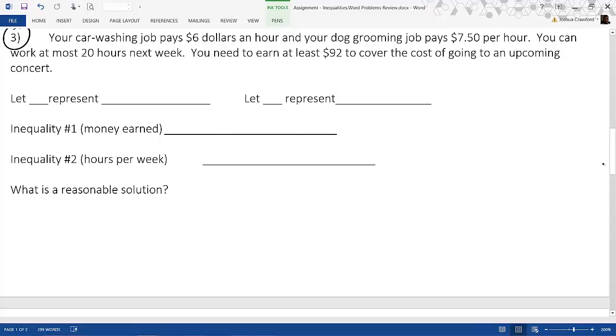So let's go ahead and let something represent something. We have a car washing job. And we need to see how many hours we need to work, right? So let's go ahead and let C represent car washing hours. And then we're going to go ahead and let D for dog grooming represent dog grooming hours.